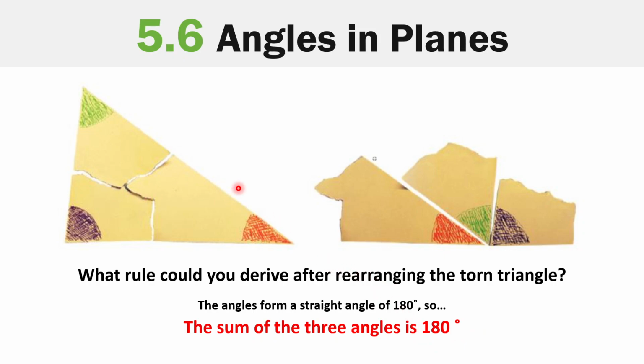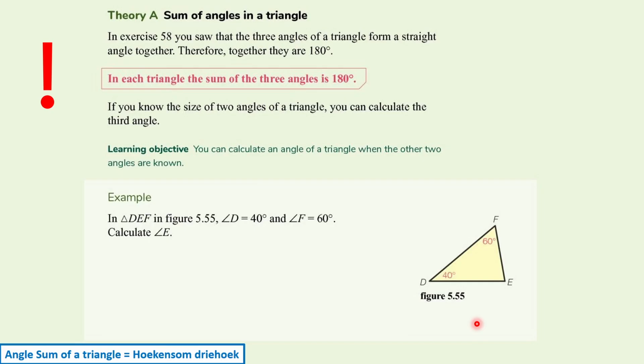And this is a bit of an informal way of proving this. In third grade we will take a look at a more formal proof when we have more tools that we can use. But this is actually true. If I add up all three angles in a triangle, I always get 180 degrees. That means that if I know two angles in a triangle, I can calculate the third one quite easily.